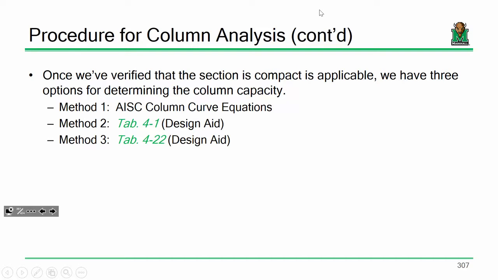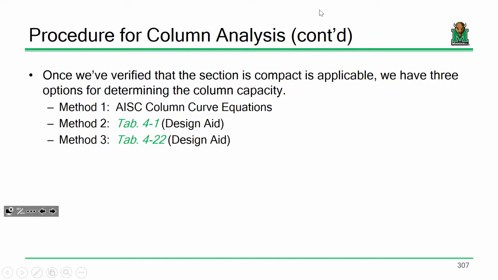Going back to columns, my point is this. Unlike with tension members, where the capacity was just 0.9 FyAg and that was it, and there was no way to really check your work, what I'm suggesting is that there are three different ways to compute the capacity of a column that will all give you the same answer, plus or minus some rounding differences, okay?